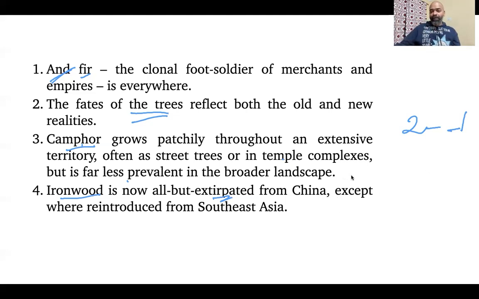So you should not take a guess on whether it should be 3 or 4. The big clue is here. Ironwood is now all but extirpated; this is called a chronological indicator. It gives you time, right? So the fates of the trees reflect both the old and new realities. The moment he talks about old and new realities, the one that gives you a time indicator is straight away the follow-up sentence. So you'll have 4 here, and therefore 3 will end up here. And if you notice, in this sentence, camphor grows patchily throughout an extensive territory, simple present tense. Ironwood is now all but extirpated means in the past something was different, which is the context here. Okay, so an easy question if you spot this, otherwise you'll end up missing out.